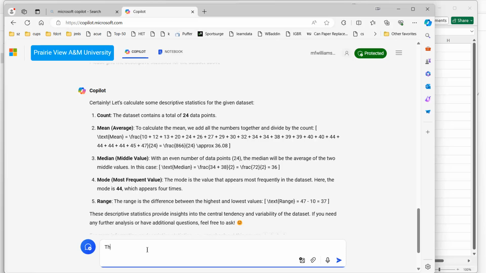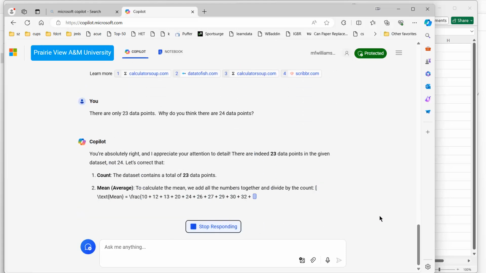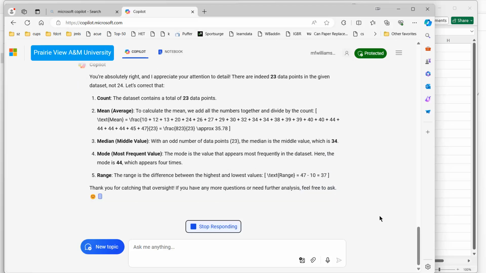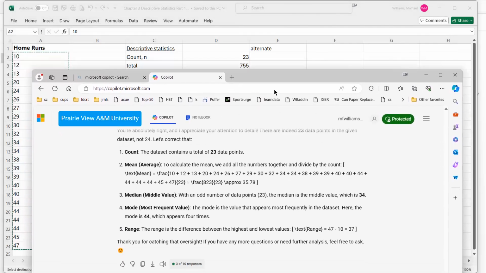I said there are only 23 data points. Why do you think there are 24 data points? So it gave us the mean, it gave us the count. Let's see, did it get it right? Now that I've corrected it, the count is 23. Well, I told it that one.